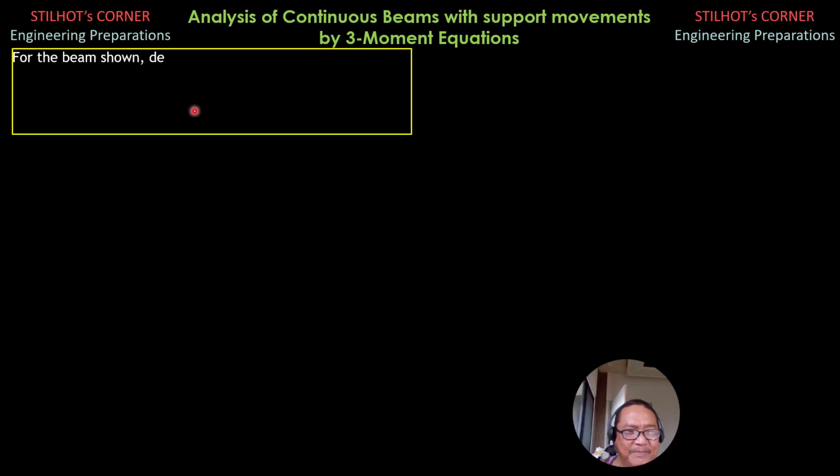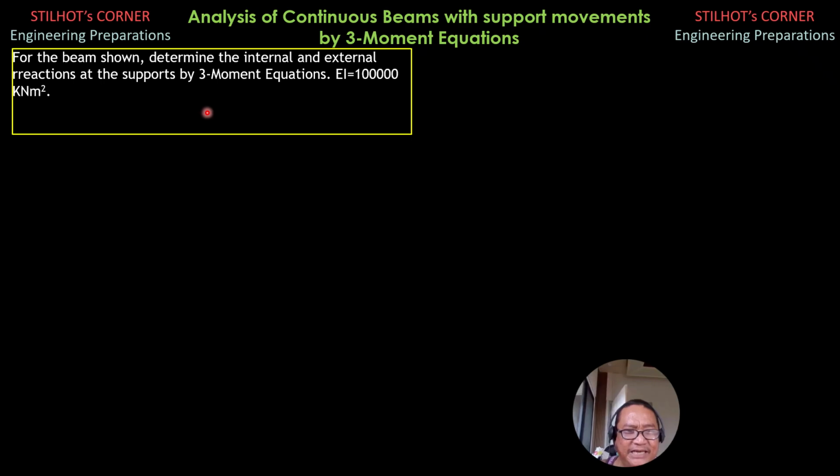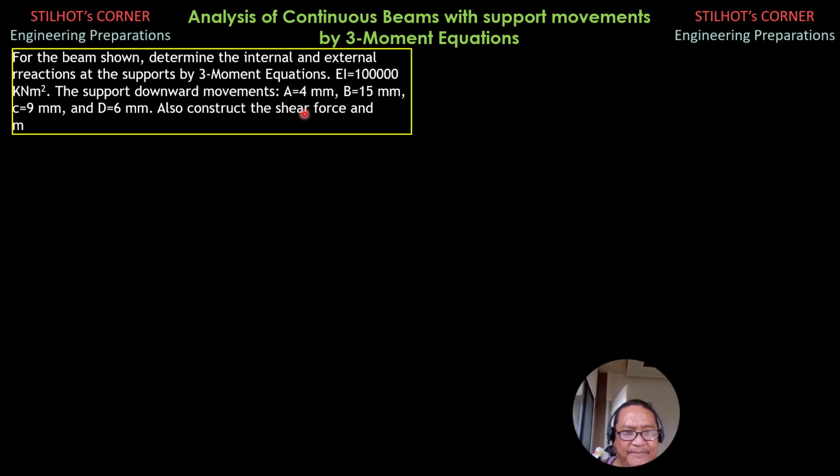So here is the problem. For the beam shown, determine the internal and external reactions at the supports by three-moment equations. EI is constant at 100,000 kilonewton meter square. The support downward movements are A 4 mm, B 15 mm, C 9 mm, and D 6 mm. Also construct the shear force and moment diagrams and sketch the elastic curve.